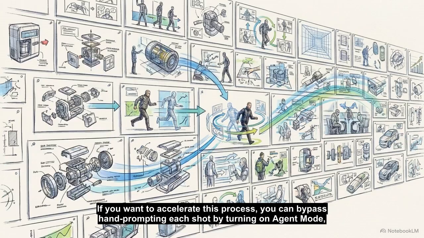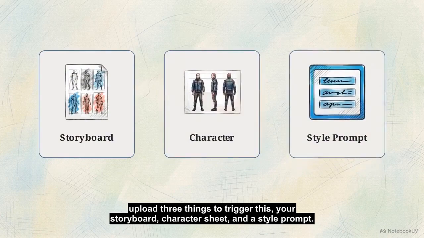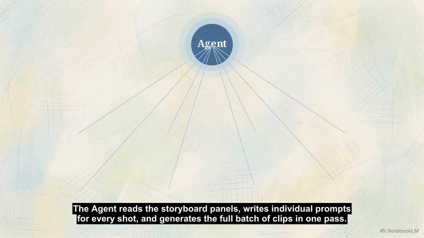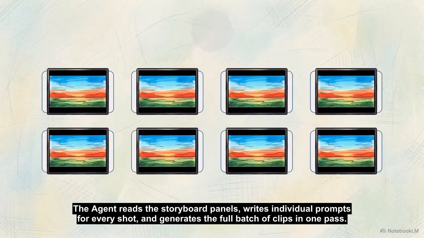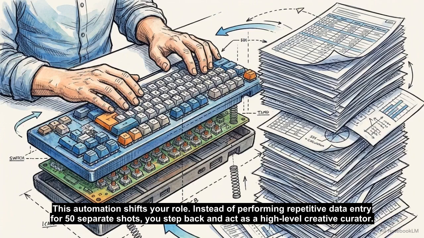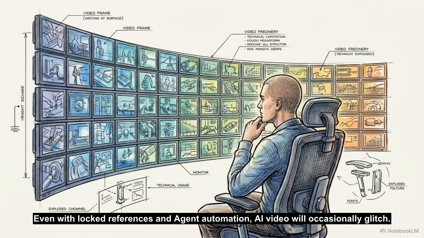If you want to accelerate this process, you can bypass hand prompting each shot by turning on agent mode. Upload 3 things to trigger this: your storyboard, character sheet, and a style prompt. The agent reads the storyboard panels, writes individual prompts for every shot, and generates the full batch of clips in one pass. This automation shifts your role. Instead of performing repetitive data entry for 50 separate shots, you step back and act as a high-level creative curator.